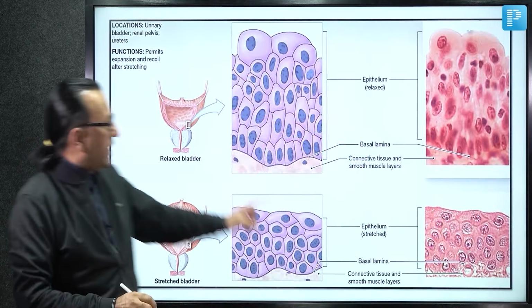In stratified squamous epithelium, the topmost cells are squamous cells with a flat nucleus, which is not the case in transitional epithelium. The superficial cells, the topmost cells, are not flat cells with a flat nucleus.